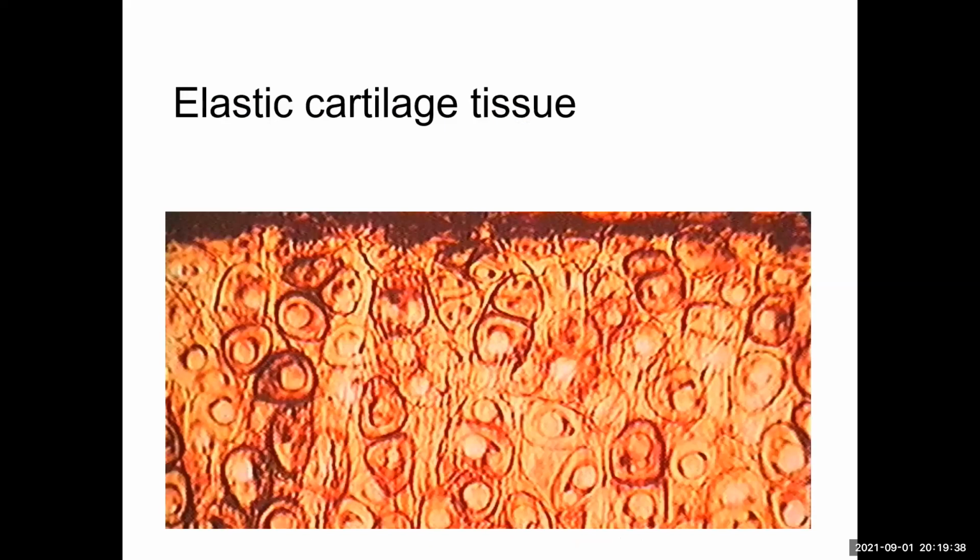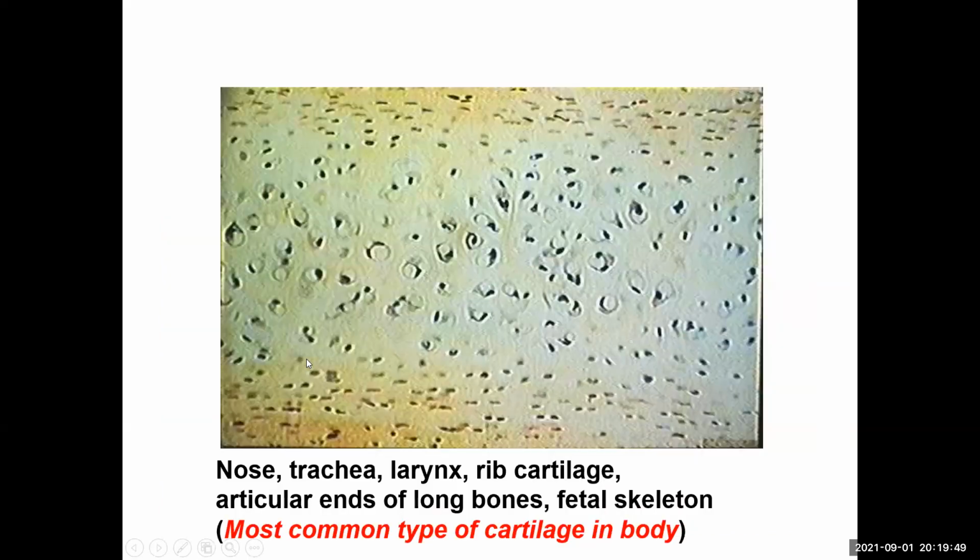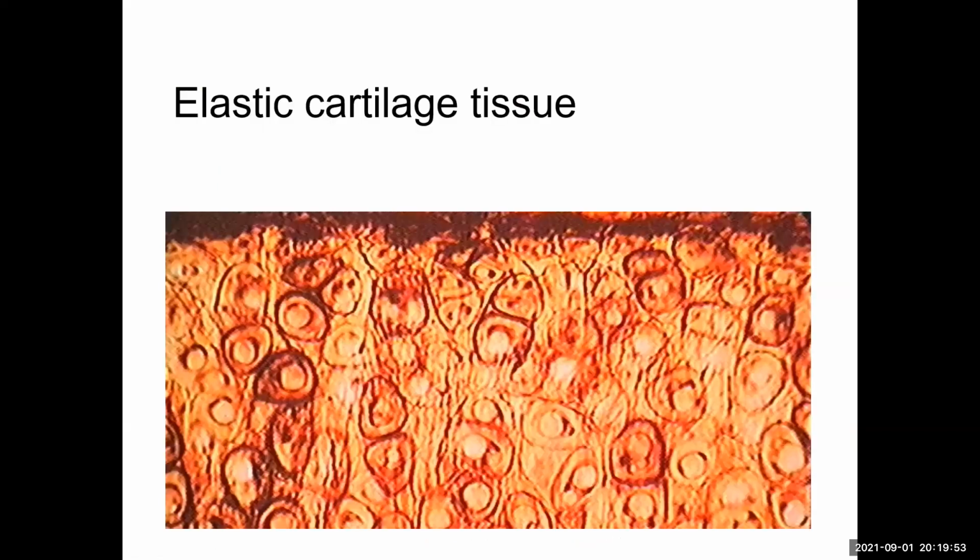Here is the elastic cartilage. In the elastic cartilage, you'll see the chondrocytes are tightly packed. They're close together, one another. Hyaline, not so much. They're not far, but they're not as tightly packed. In elastic cartilage, they are.